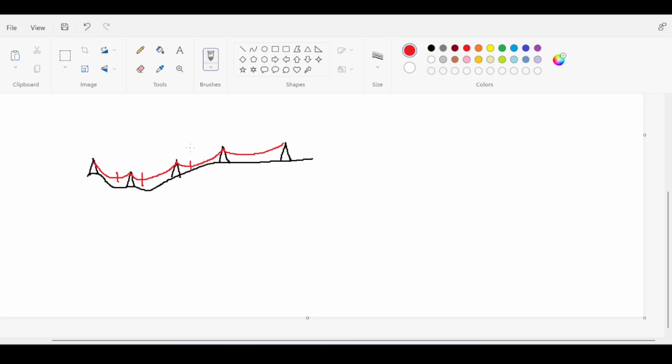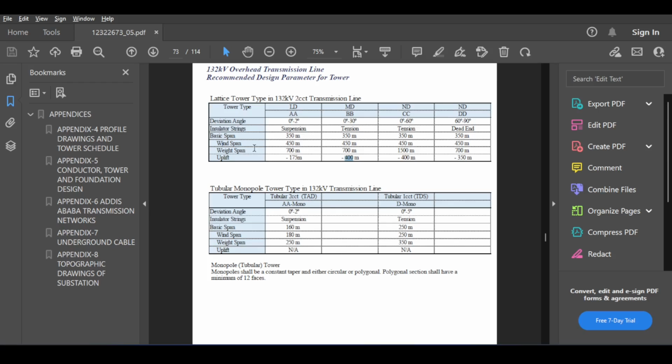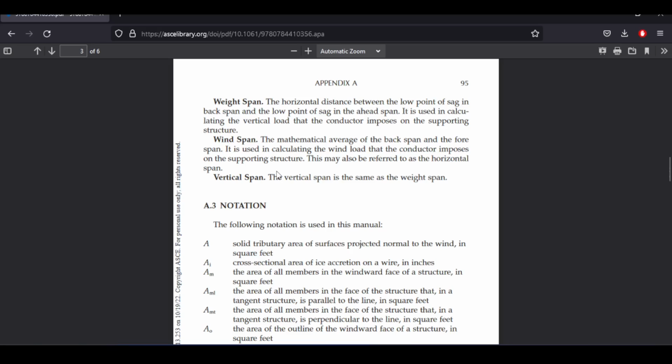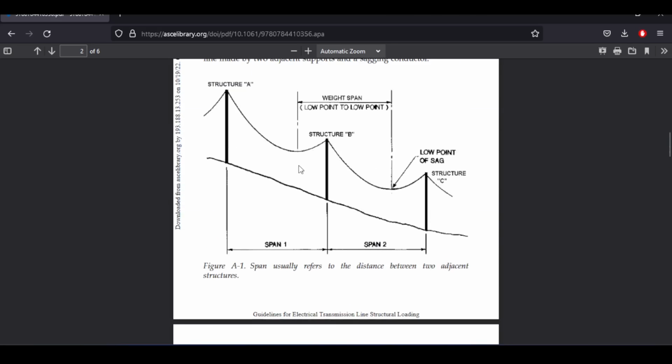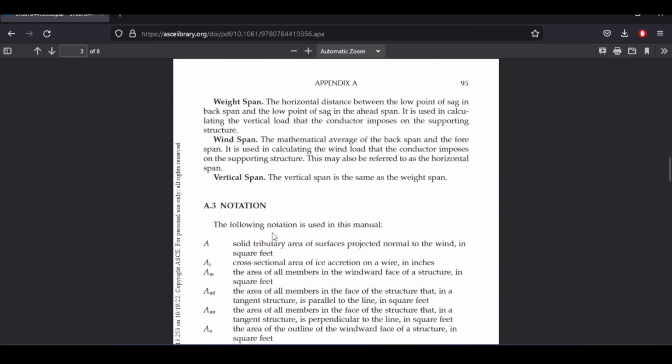Now you cannot design each tower alone because it will take a lot of time. That's why you have a recommendation for the weight span that should be on the conservative side. What about the wind span? Well, the wind span based on the ASCE is simply the average of two spans, because wind doesn't care about how the cables are. We just assume that wind is half this span plus half this span. It's the mathematical average between back span and forespan, and this is used to calculate the wind loads.